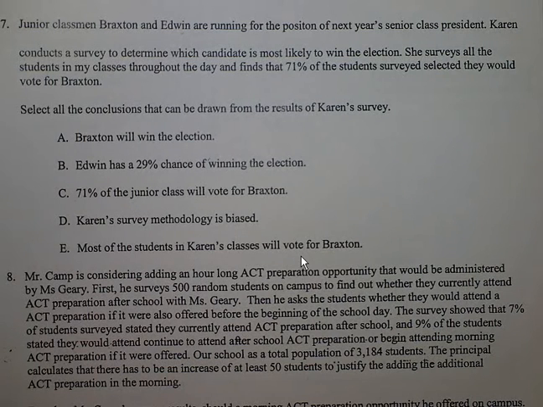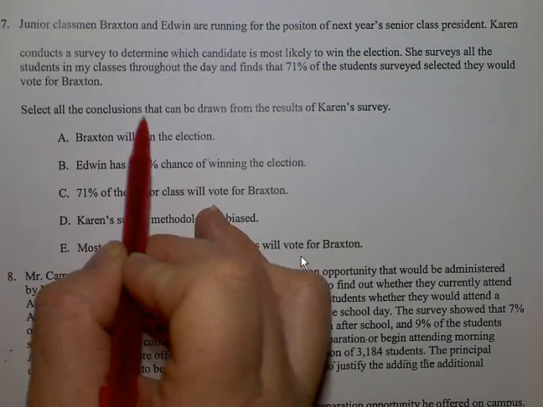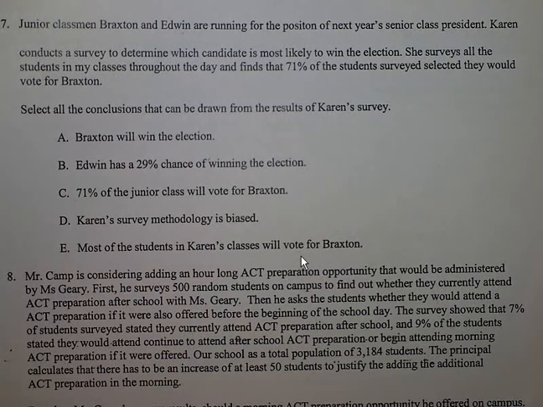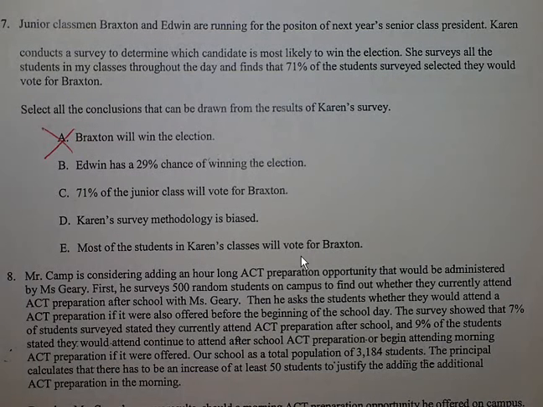All right, so keep in mind, this is not a great way of doing this. Okay, select all the conclusions that can be drawn from Karen's results. Can we assume that Braxton is going to win? No, cannot do that. Now, what if only the students in my classes were going to vote and nobody else was going to vote? Can we assume that Braxton wins then? Yeah, but that's not happening.